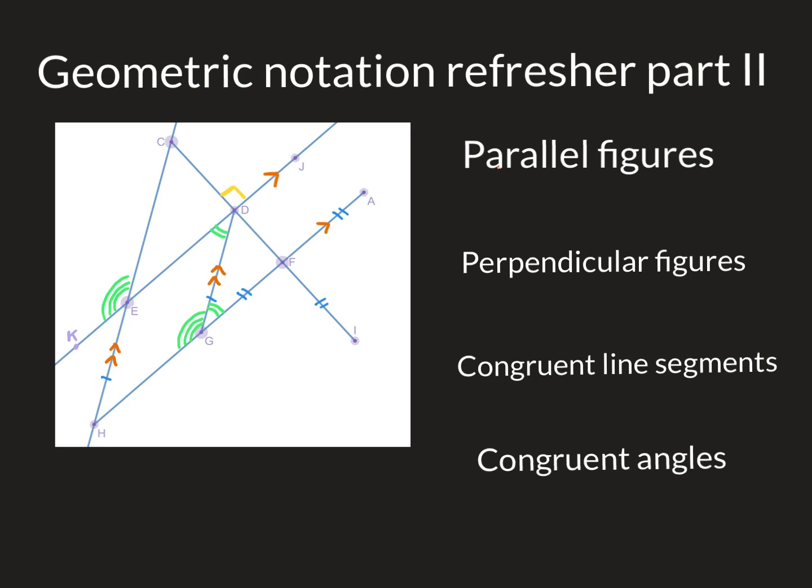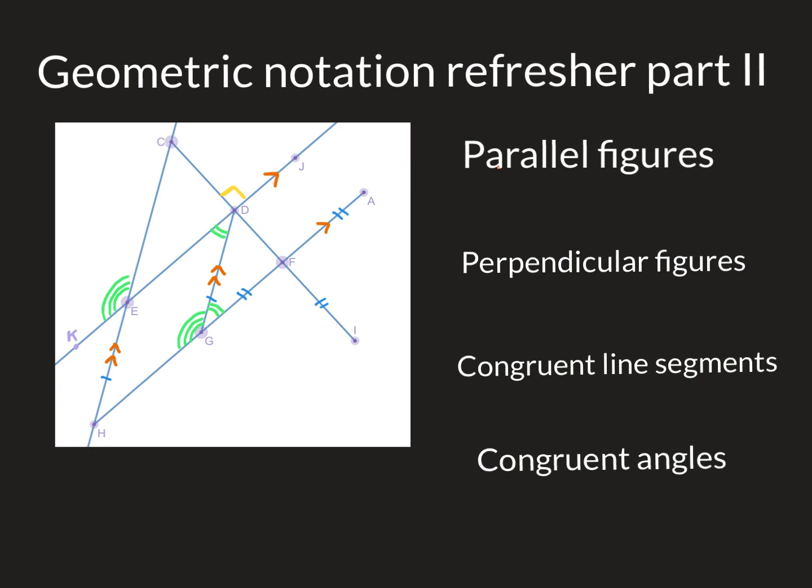Okay, the second part of the video is going to talk about parallel figures, perpendicular figures, congruent line segments, and congruent angles. Parallel figures are when you have two lines that are basically never going to cross. So this line right here and this line right here are parallel, and you can tell that because they have these little parallel markings. These right here, those arrows pointing in the same direction, indicate that they are parallel figures.